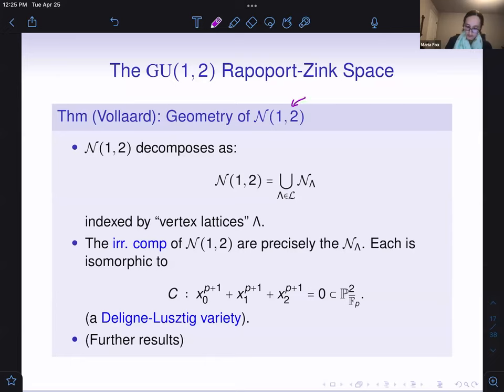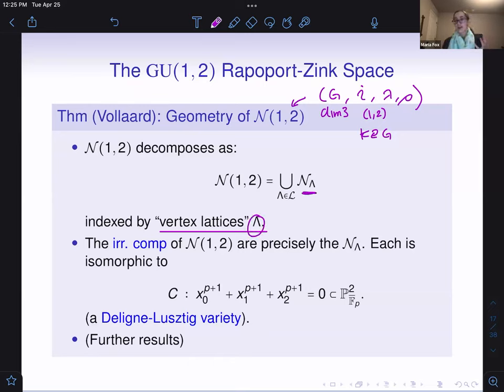Now the Rapoport-Zink space is parameterizing these p-divisible groups of dimension 3 that are supersingular with an action of signature 1-2. So there's an action of K, a polarization, and a map to the base point. She shows that this Rapoport-Zink space first decomposes by a particular index set. They're called vertex lattices. If you've seen this before, these are given by vertices in a certain Bruhat-Tits building, though we won't get into the details today. But through each of these types of lattices, you can cut out an irreducible component.